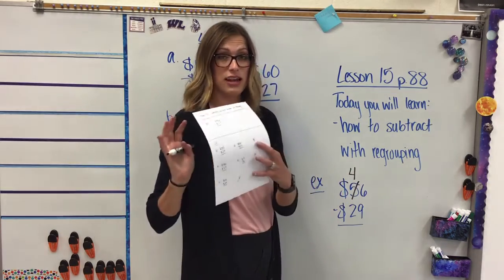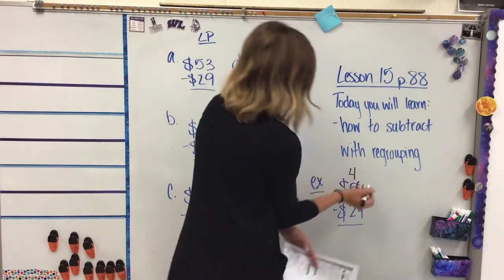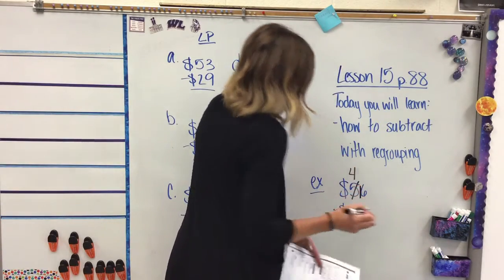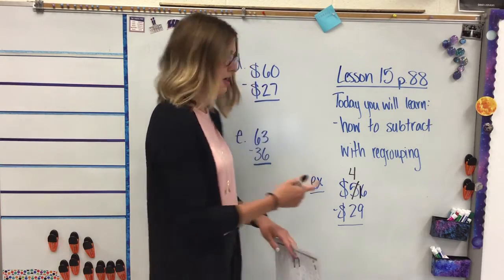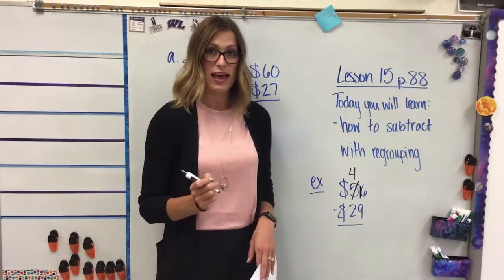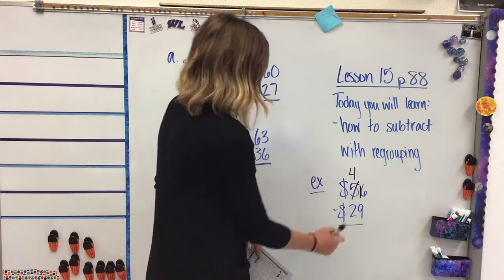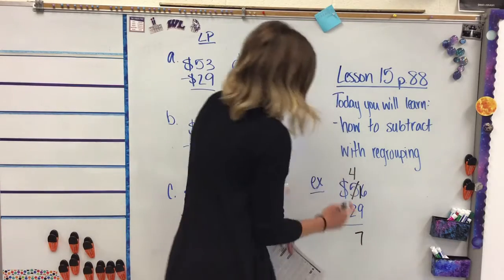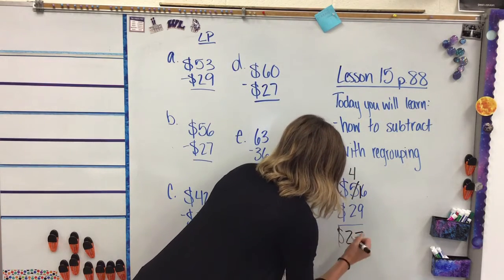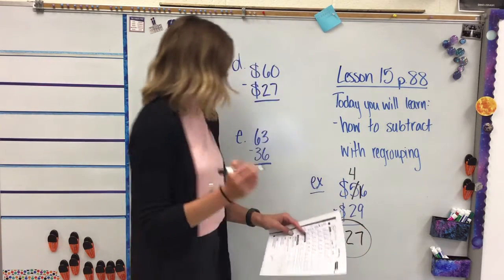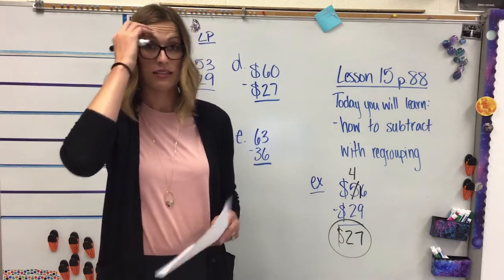So those 10 that I took away, I'm going to move to the ones column. So I'm going to put it right here. So now I have 16. So instead of 6, I now have 16. Okay? 16 minus 9. Can I do that? Yeah. 16 minus 9 is 7. Then I go 4 minus 2 is 2. All right? Make sure you put your dollar sign there, circle your answer. Now that's our only example.